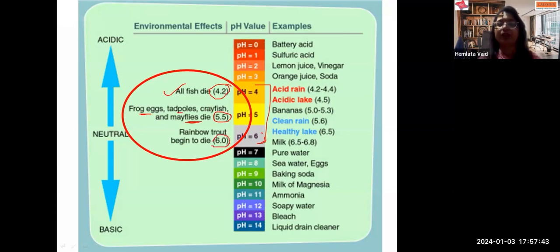Then at pH value 6, rainbow trout, it is also a kind of fish, will die. So it hampers the entire food chain, right? So this is the second effect of pH on organisms.